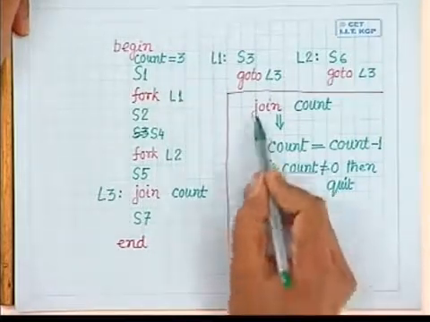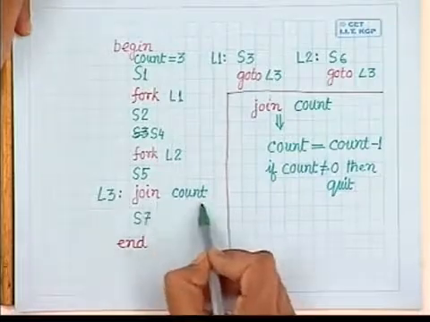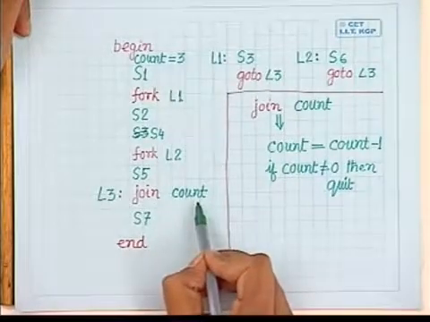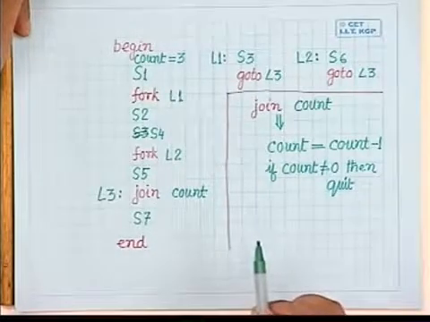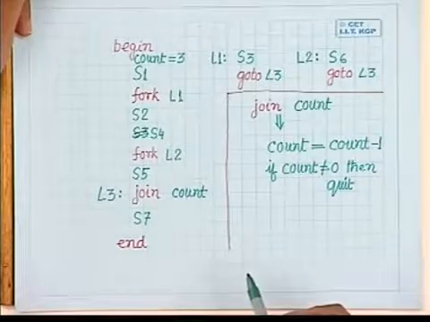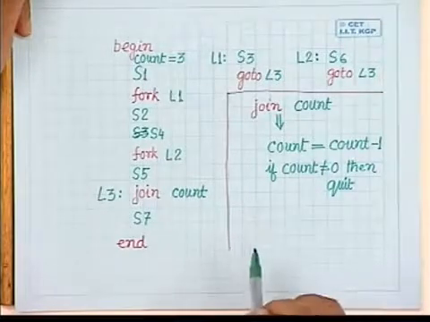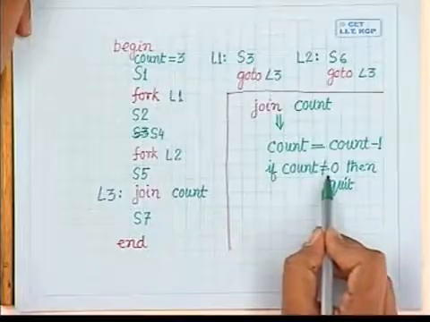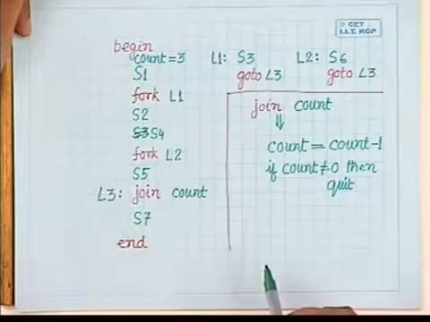The second process which executes the join count statement will again decrement count by 1. Earlier the value of count was 2, so after decrementing it becomes 1, which is again non-zero. So the second process will also be terminated.